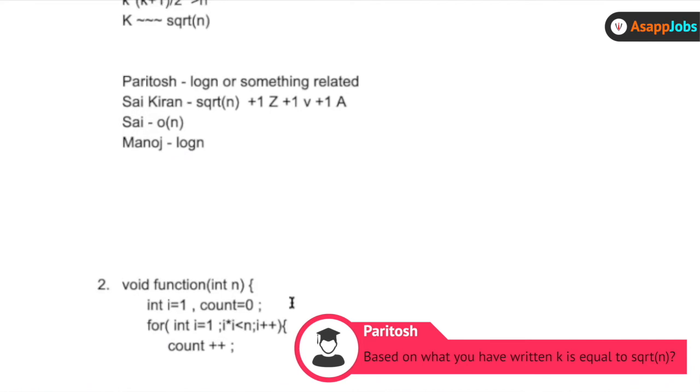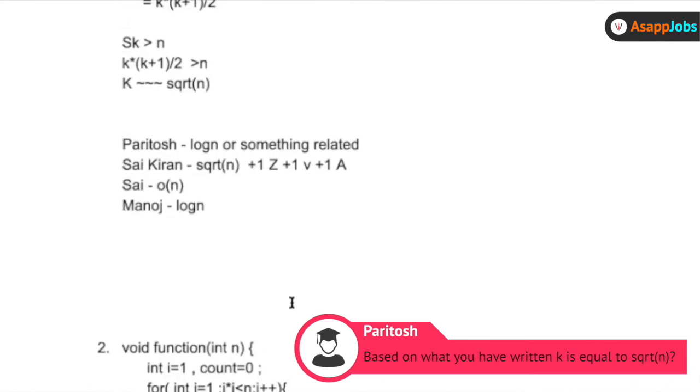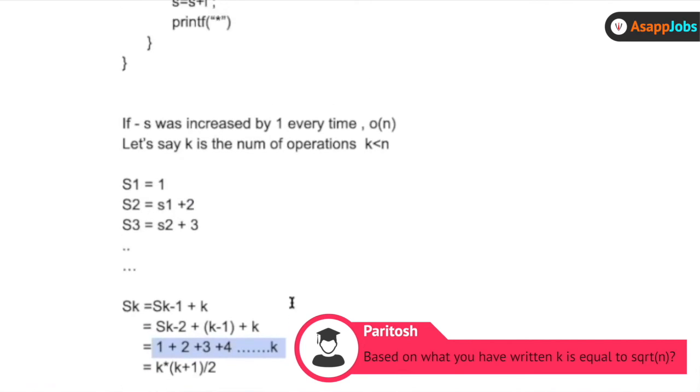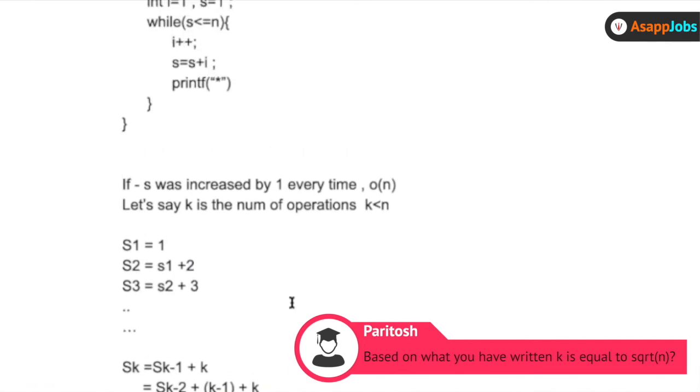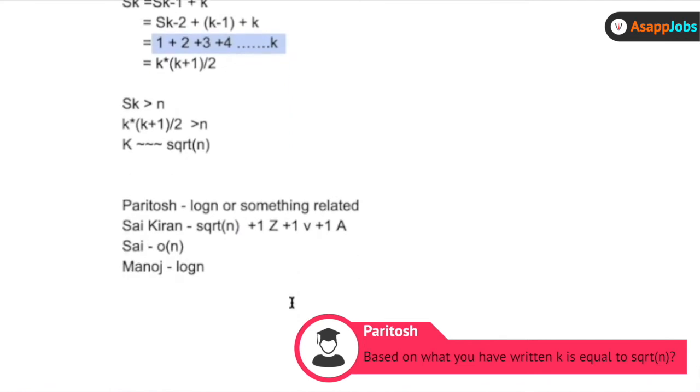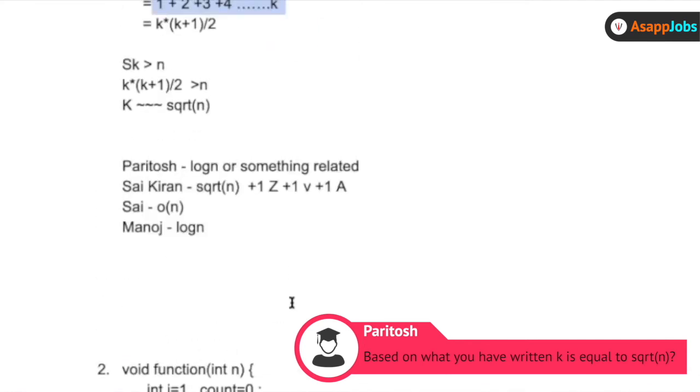Vishwa, can I ask a small question? The third line, you have written sk greater than n. I got that k into k plus 1 by 2, but based on what have you taken a square root there? Perfect. Basically, on the left hand side, we have a polynomial equation of degree 2. It will be k square plus k by 2. On the right hand side, I have a linear equation in n.